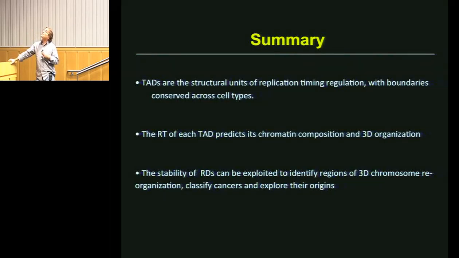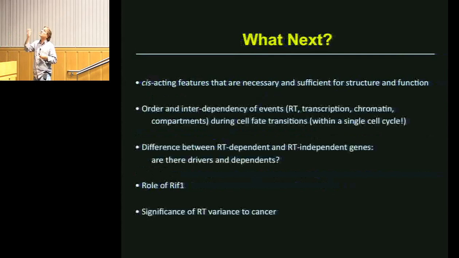CADs are the units of replication. Replication predicts chromatin composition and 3D organization, and this stability can be exploited to predict cell type and potentially cancer. And if you're interested in where we're going, we of course are interested in cis-acting features. This is the CRISPR craze. We're going wild with that.